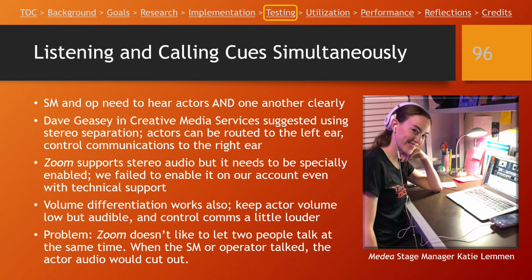So the other way you could do this is with volume differentiation, right? Just keep the actor volume low but audible, and try to keep those control technical communications a little louder so the technicians can hear each other sufficiently clearly and still be able to make out the actors. The problem is that Zoom doesn't like to let two people talk at the same time. So whenever the stage manager or the operator talked, the actor audio would actually cut out. So anytime the stage manager was saying stand by such and such, at that moment they could not hear what the actors were saying anymore, which is not great.